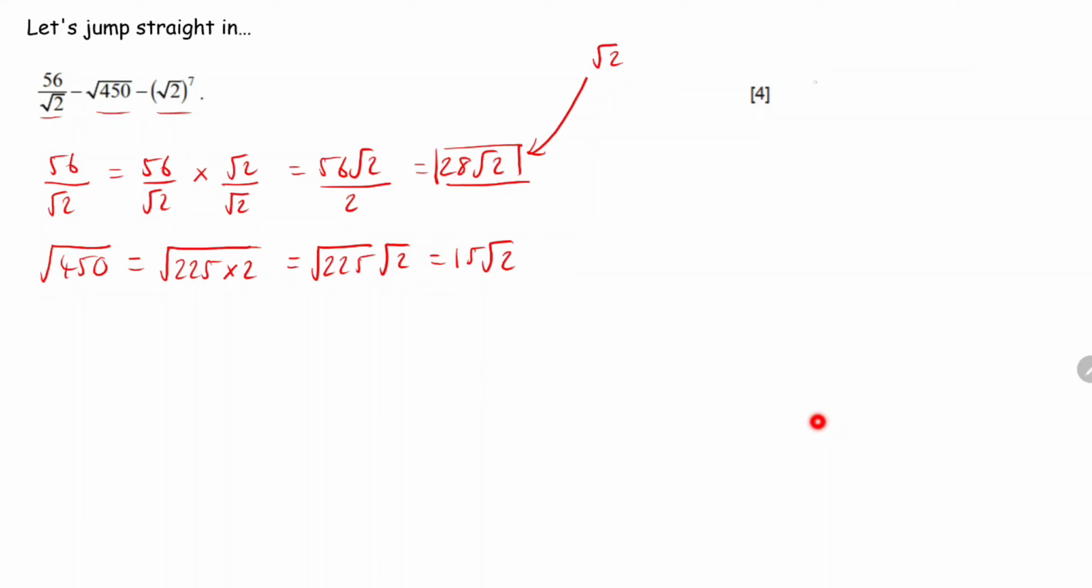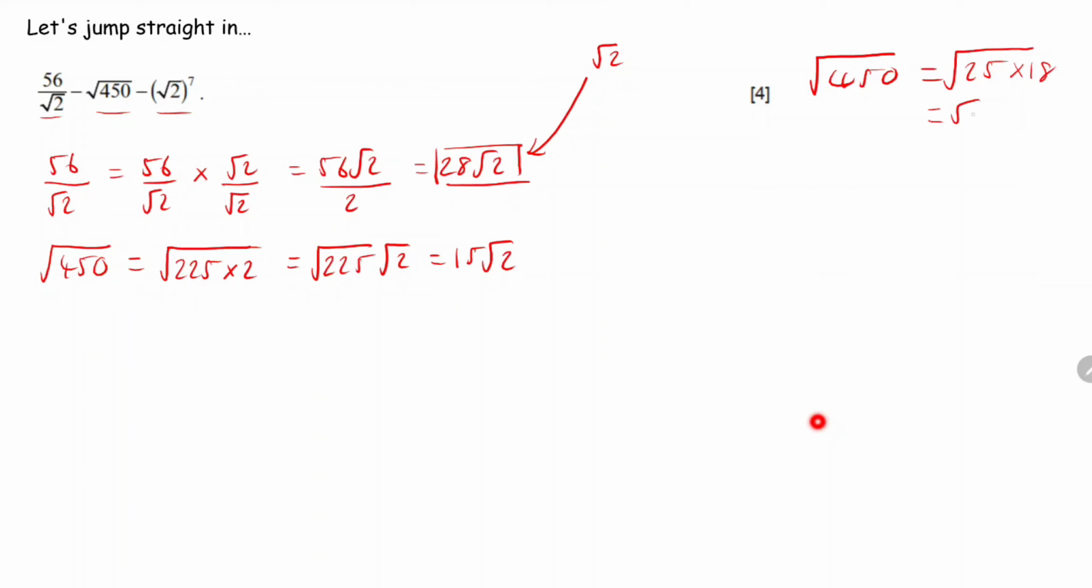Okay, you could have also done this in a few steps. For example, you might have recognized straight away that 25 will go into 450. Now 25 goes into 450 18 times.